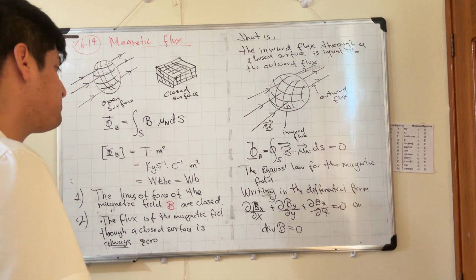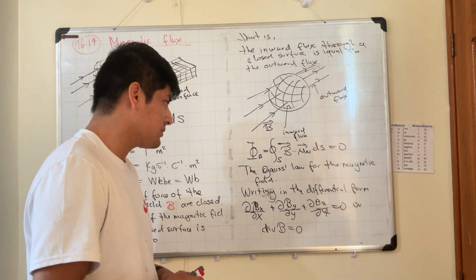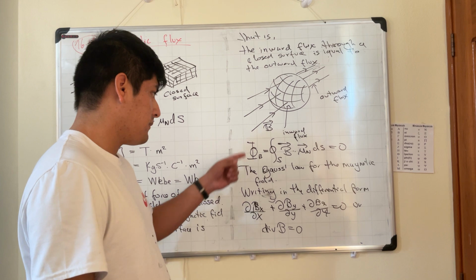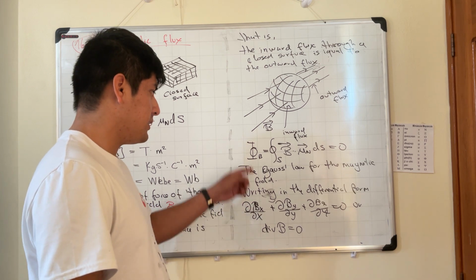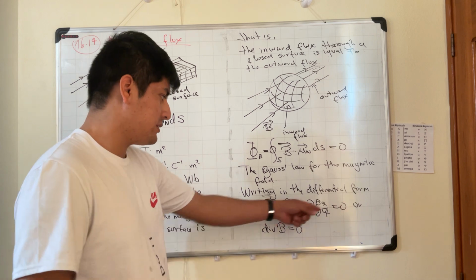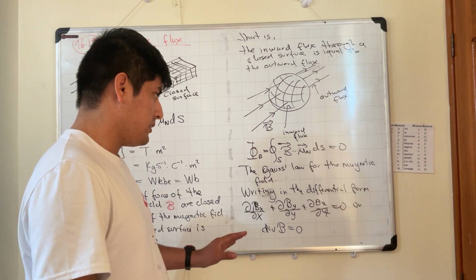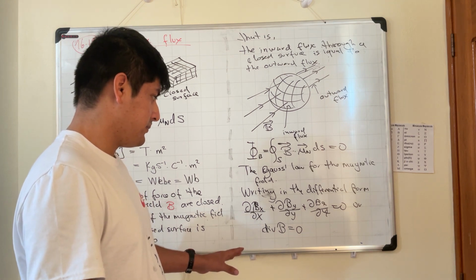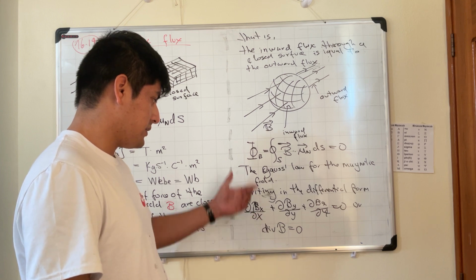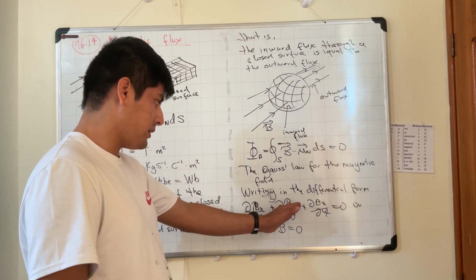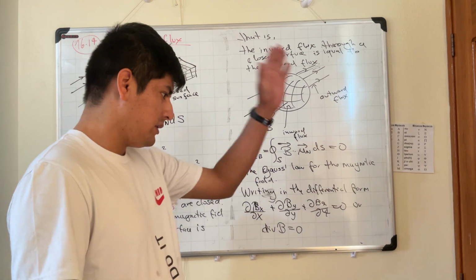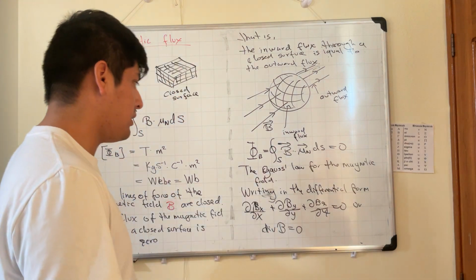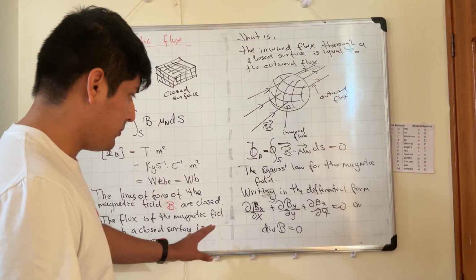But last, notice that you can express this fact in this differential form that has the same meaning. It says that the partial derivatives of the magnetic field components in the x, y and z directions sum to 0.